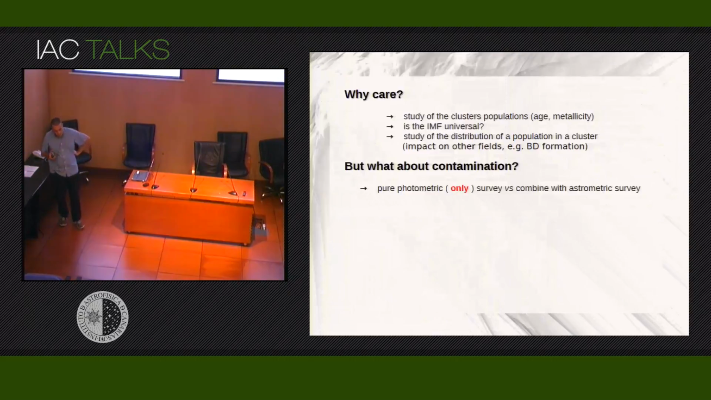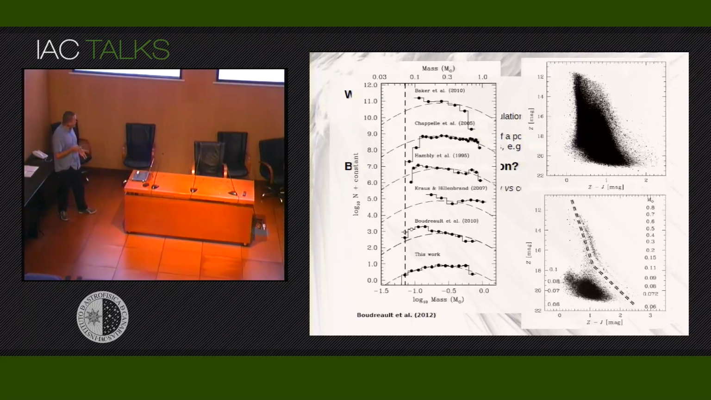Okay, but now about contamination. Of course, if you only do a photometric survey, you may have more contamination than if you combine this with astrometry. This is a very good example. The mass function we had in Praesepe was different from previous determinations. As you can see, previous determinations were showing a rise, while we had a decrease between 0.6 and 0.01 solar mass. And this was because previous surveys were contaminated.